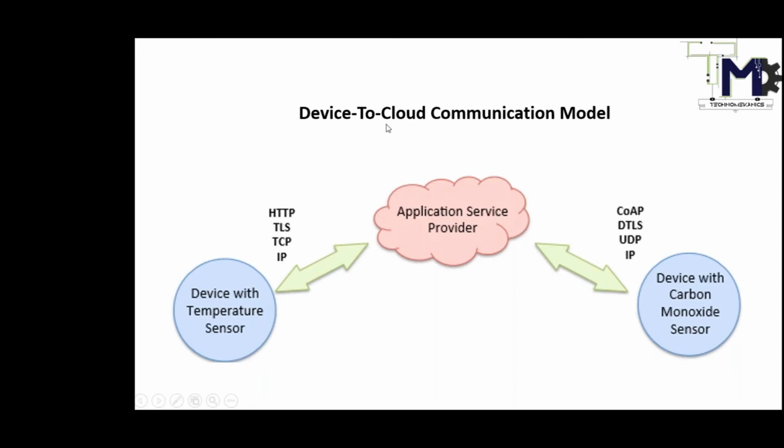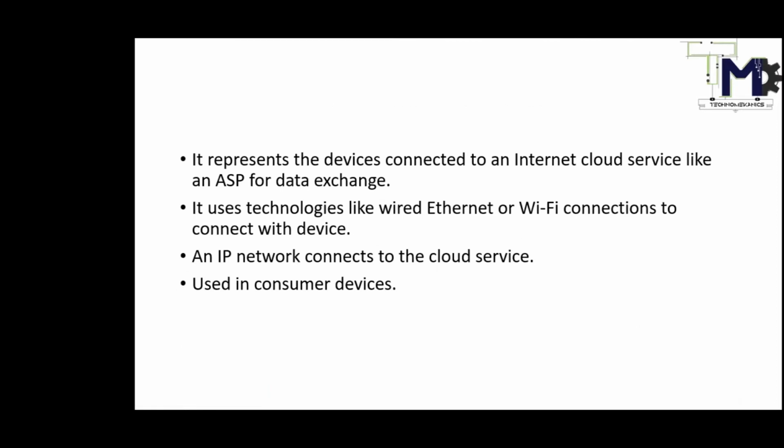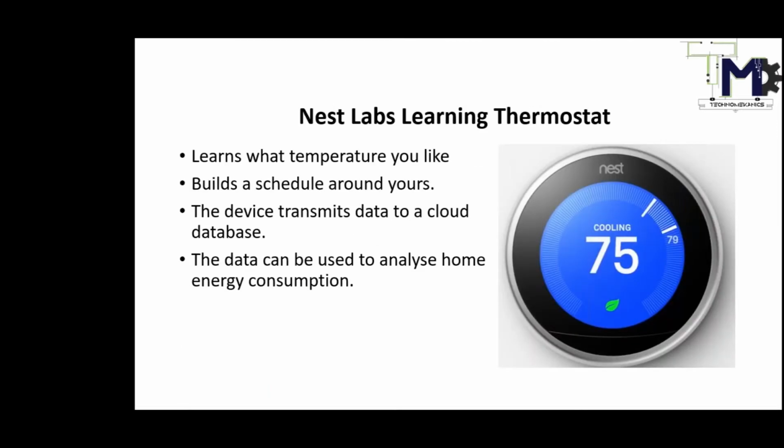This can be seen from anywhere in the world. Suppose you have a temperature sensor at your home, and you are in the US or any other part of the world, then you can access this data through the cloud. So this is known as the device to cloud communication model. Yeah, these are some definitions of all these things.